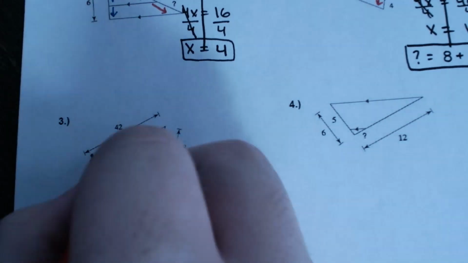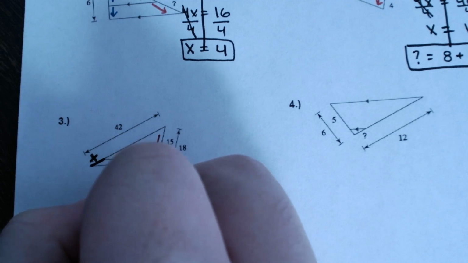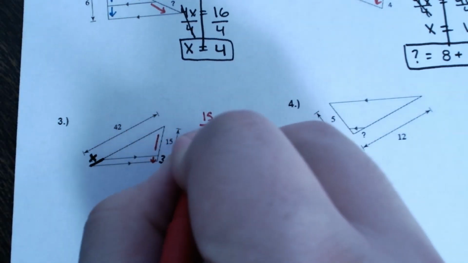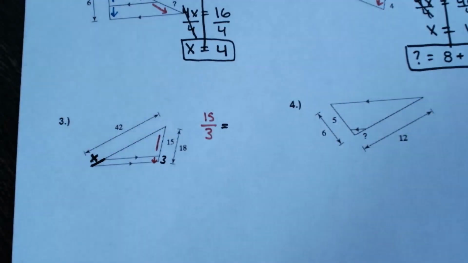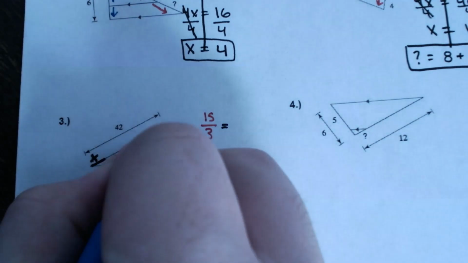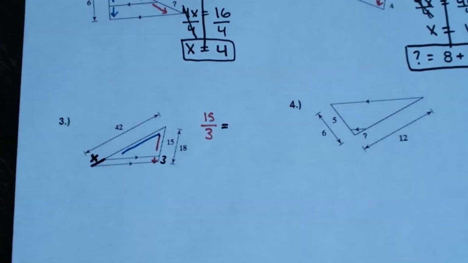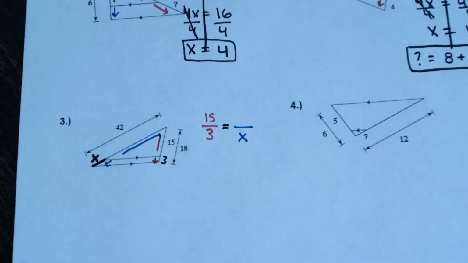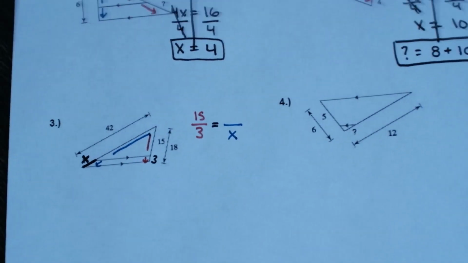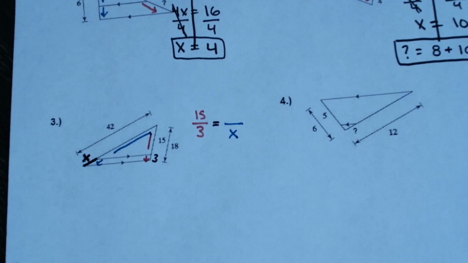So I'm going to set up the proportion 15 over 3 equals, oh man, hold up a second. This part right here is not 42. I know it's over x. What do I put for that other long piece? Maybe another x? Well, I don't want to call it another x because that would imply that they're the same length. Oh. So I've got another unknown here.